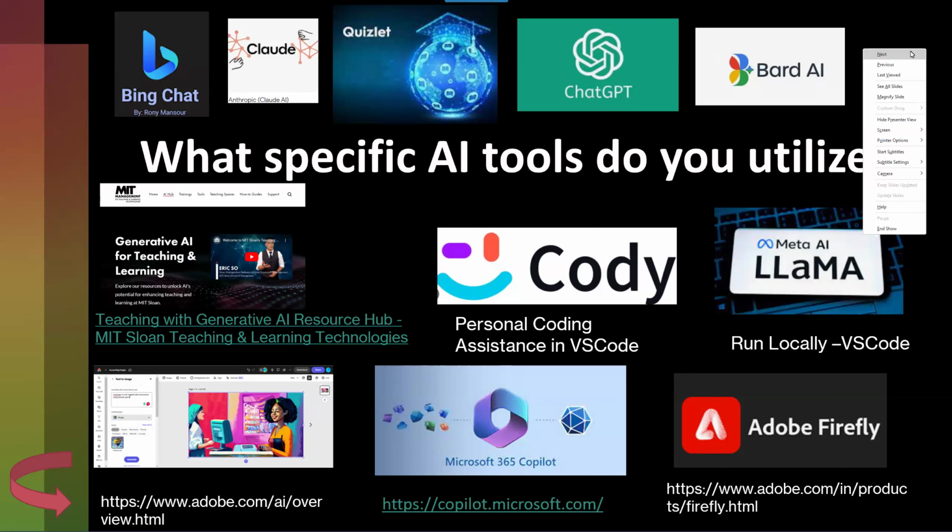The Teaching with Generative AI Resource Hub at MIT actually breaks it down by what you're using it for: essays and writing, creating images, or programming. They have different topics, and all you have to do is go to the website for the Teaching with Generative AI Resource Hub at MIT. That will give you all of that information, and it's a really nice resource to have.